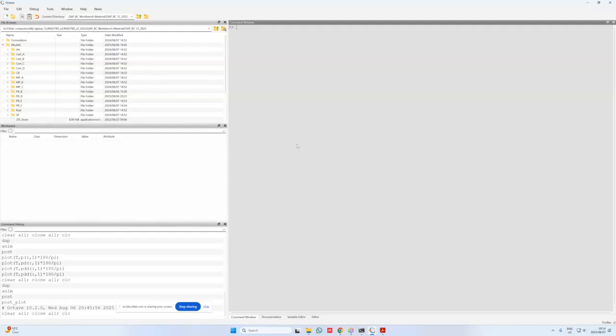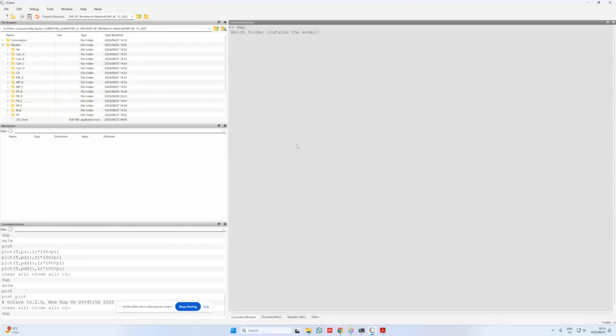All right, so to start off the analysis, I'm going to type in the keyword DAP, and I'm going to hit enter. And then I'm asked which folder contains the model. So if I look at my models folder, I now worked with PR_B. That is the undriven pendulum rod. So I want to type in over here PR_B, and I'm going to hit enter again.